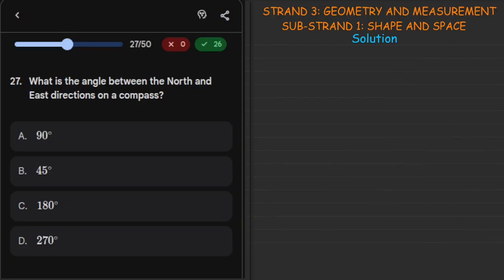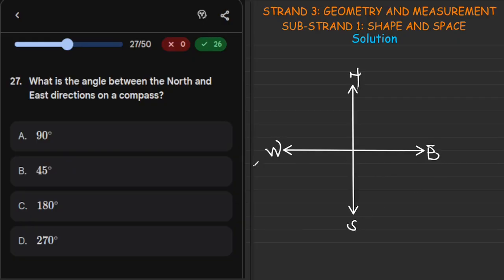Question number 27. What is the angle between north and east direction on a compass? So for this, we need our cardinals. So for our cardinals, we have this representing the north and then the south, and then this also representing the east and the west. So we have our north here, our south, the east, and then the west. This is what is the angle between the north and then the east. That is always a 90 degrees. So that is A.